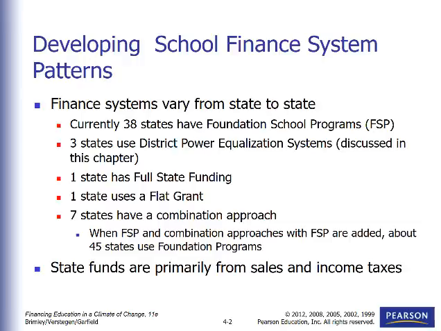And then 7 states have a combination approach. If you look in your book, you'll see that Oklahoma is one of these states that has this combination approach. So when we consider the combination approach and the foundation school program together, then almost all the states, 45 states, use some type of these foundation programs.